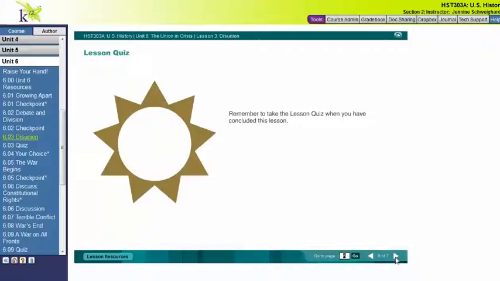Next, you're going to move into the lesson quiz. Please be sure to complete the quiz before finishing and moving on to your next lesson in the course.